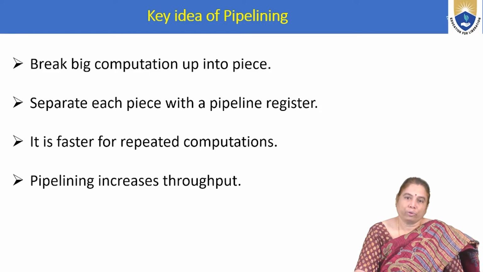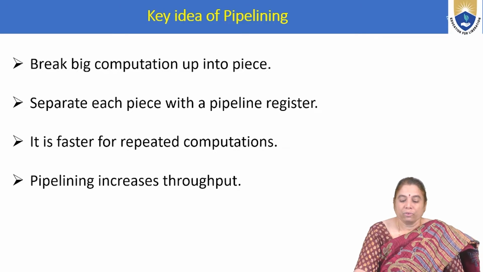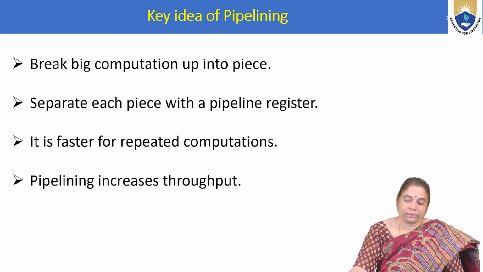Pipelining increases throughput. The big task can be divided into pieces, and each piece can be executed with the help of a pipeline register as a segment, concurrently with other segments, and the binary information flows between these various segments of a task. This type of processing is recommended for repeated computation or looping processes, which in turn increases the throughput of the system.